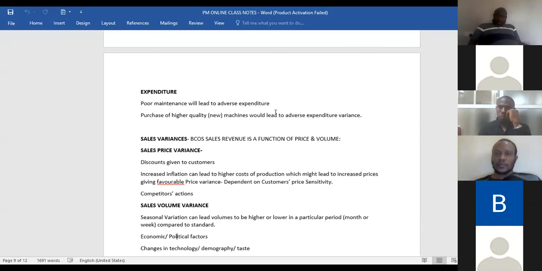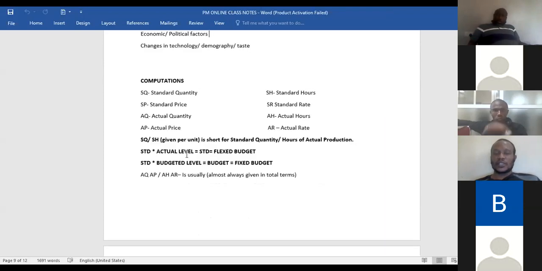Then for sales variances, we can look at them because sales is a combination of the volume sold and the price at which each individual one was sold. So we looked at our sales price variance and our sales volume variance. And we said for our computations, the first thing we want to think about are these basic symbols that will form the basis for every other thing we're going to do. So SQ is standard quantity, AP, actual price, and all of these have to do with material variances.